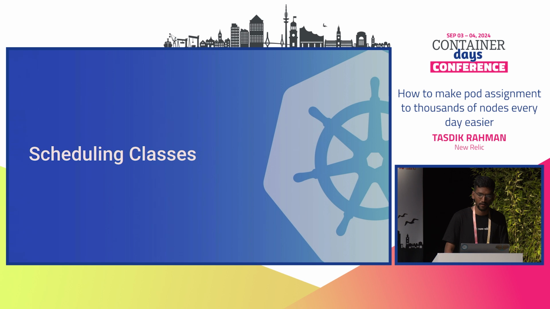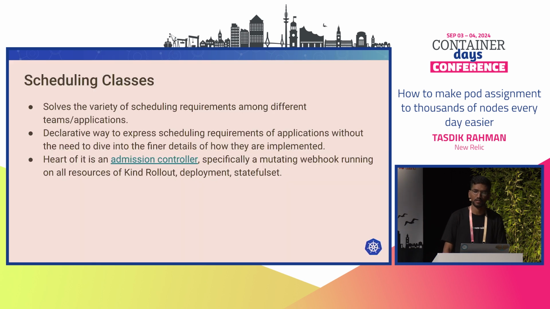So where does that bring us to? We came up with something. With the increasing adoption of Kubernetes, we observed a growing variety of scheduling requirements among different teams and applications, which was making it very hard to track and ultimately impairing the ability to introduce changes to the underlying compute platform in a safe and agile manner. And for that, we came up with scheduling classes, which aim to solve this for all the users running inside our Kubernetes platform.